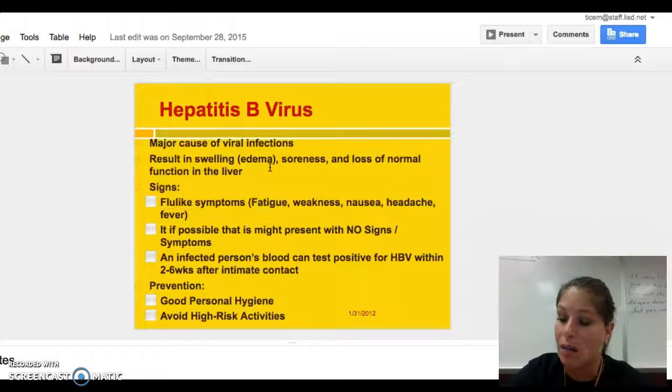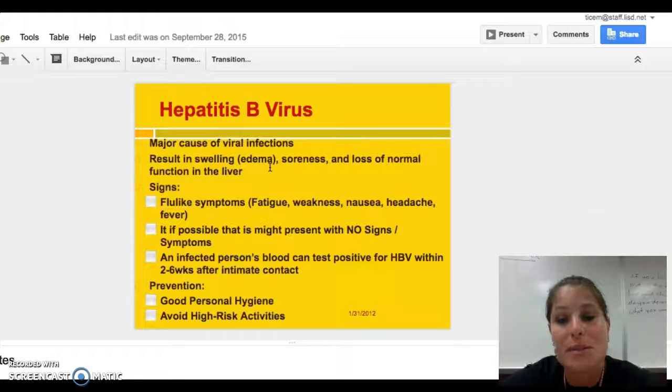Kind of a little statistic that I have for you. It says 2 billion people worldwide have been infected by the virus, and that's quite a bit of people. And it says the hepatitis B virus is 50 to 100 times more infectious than HIV. So what that means is that it's more easily spread.